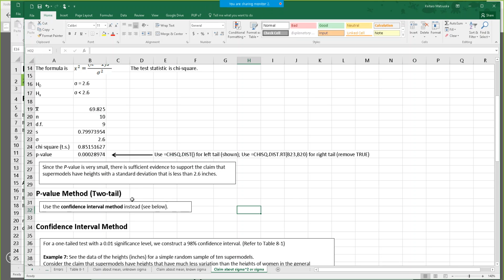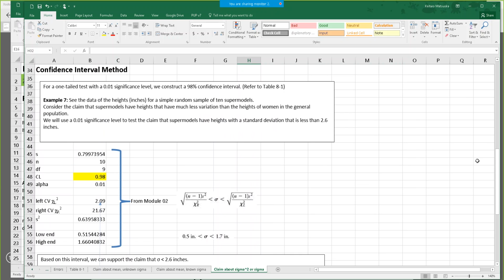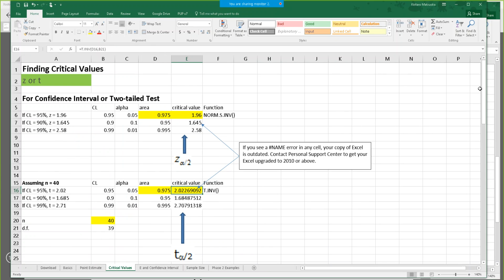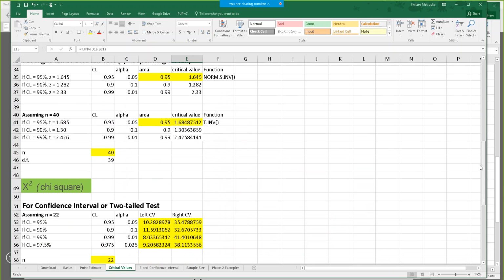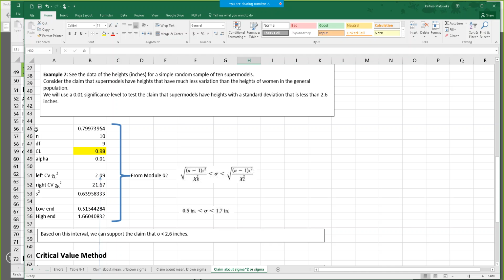Instead of doing the p-value method for chi-squared, just use the confidence interval method. I'm going to show it to you right now. Okay. Same thing, except I'm going to be using the critical value method. Again, we covered this in module 2. Okay, right here. And so this is the reproduction of that.